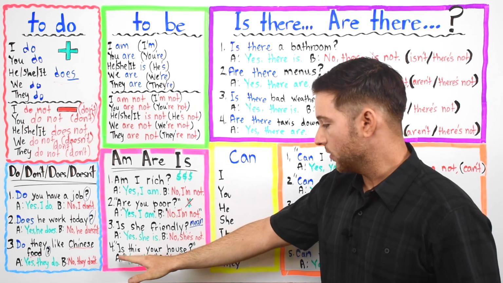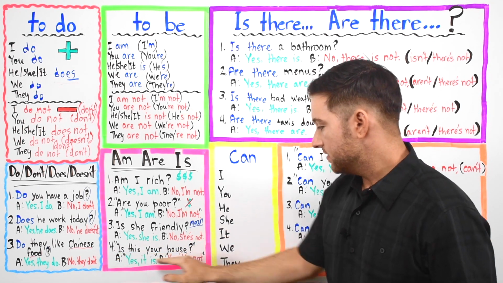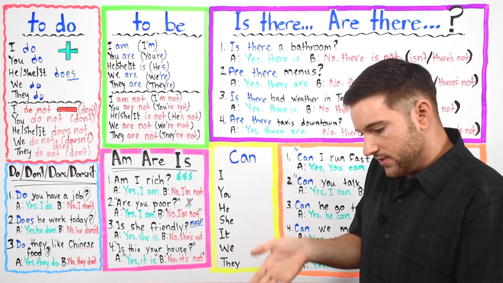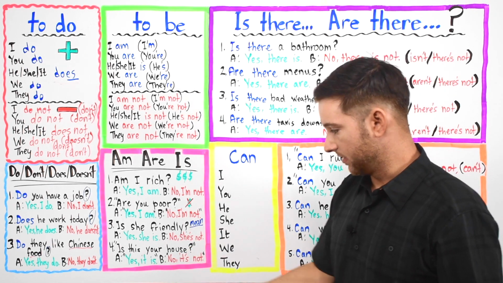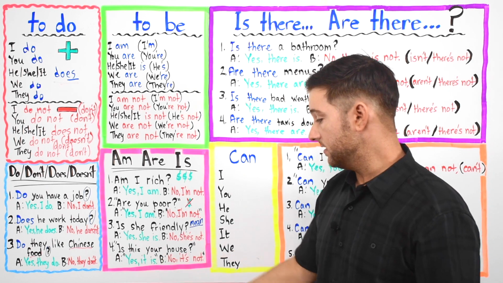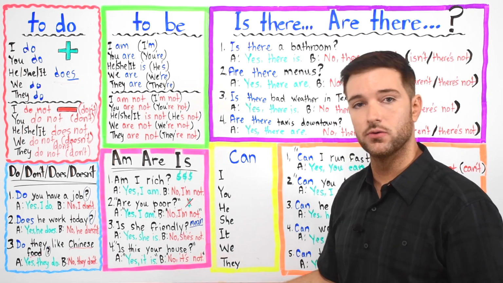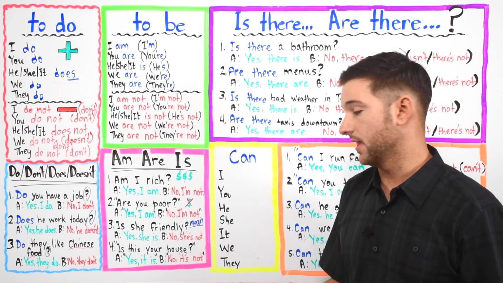You're asking another question to somebody. Is this your house? Right? Is this your house here? Like, are we at your house? Is this your house? And that person responds, yes, it is. Or they say, no, it's not. It's not my house. Okay?